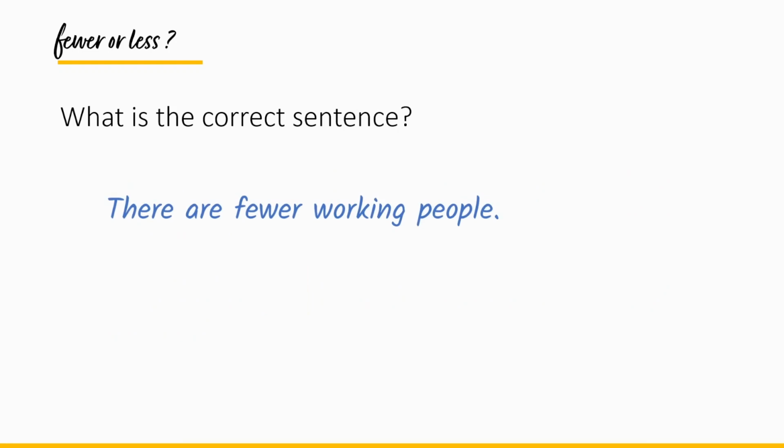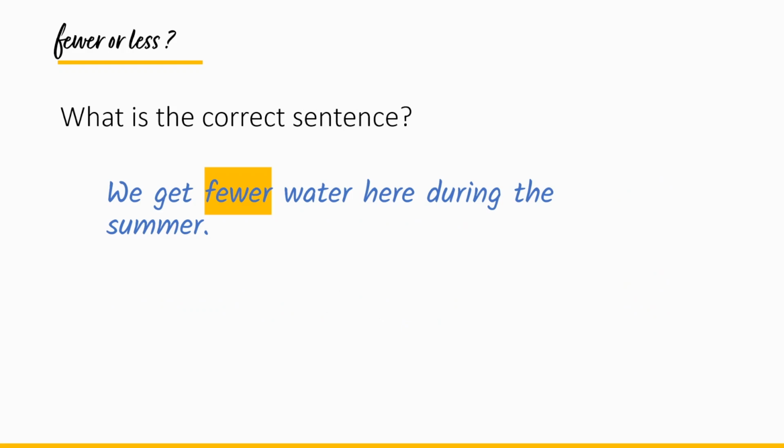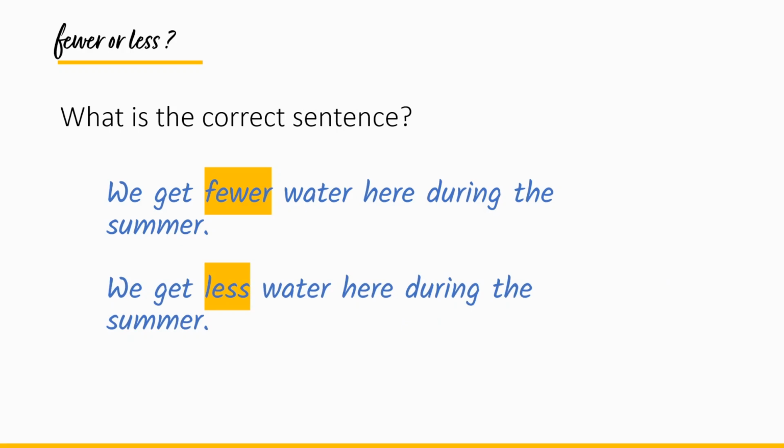There are fewer working people. There are less working people. The correct sentence, the first one, fewer. We get fewer water here during the summer. We get less water here during the summer. The correct sentence is the second sentence, less water.